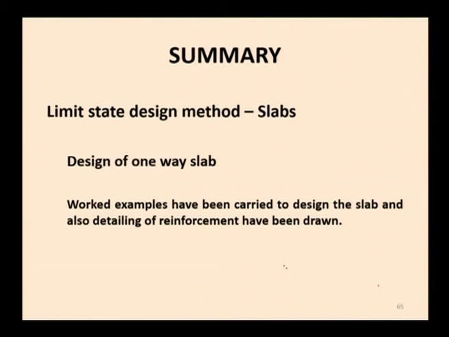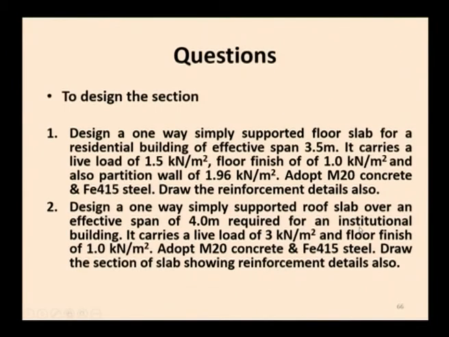In connection with this, we can also work out this problem. I have given two problems. We can get some practice on doing these problems. In the questions, design a one-way simply supported flat slab for a residential building of effective span 3.5 meter. It carries a live load of 1.5 kilonewton per meter square, floor finish of 1.0 kilonewton per meter square, and also partition wall of 1.96 kilonewton per meter square. Adopt M20 grade concrete and Fe415 steel. Draw the reinforcement details also.